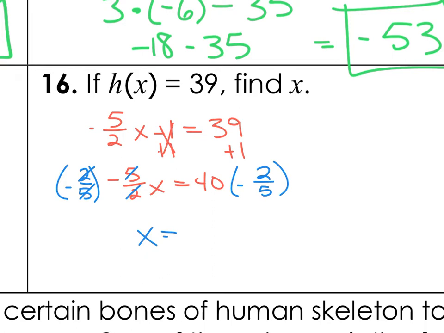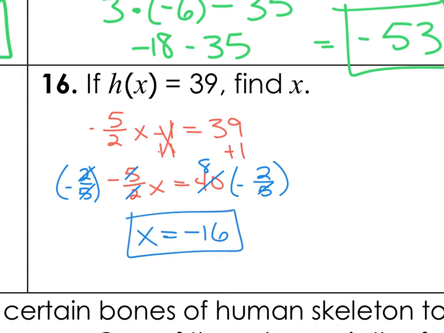Problem is, I got to deal with this fraction on the other side. Okay, you could type into the calculator 40 divided by 5/2, but 5 goes into 40 8 times, so 8 times negative 2 would be a negative 16. So x would be equal to negative 16.